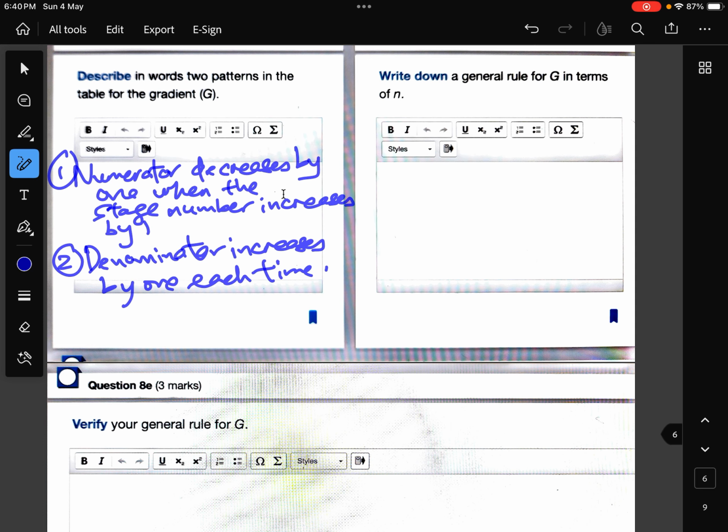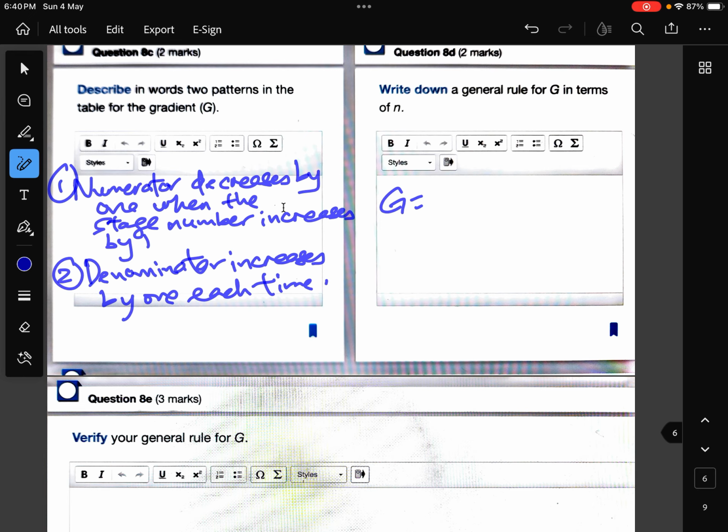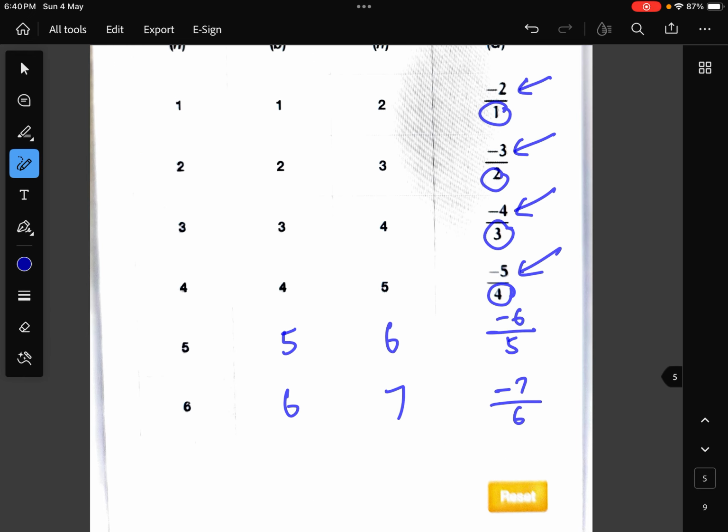So it says to write down the general rule for G in terms of n. Let's get going with this. Basically we need to formulate the general rule for the numerator and the denominator. So I'm just going to write it here. For the numerator, since the pattern is -2, -3, -4, and so on, this is an arithmetic sequence because the common difference is -1.